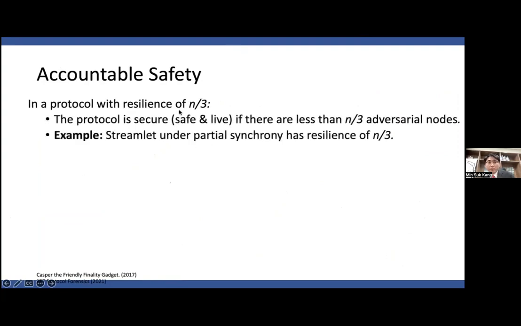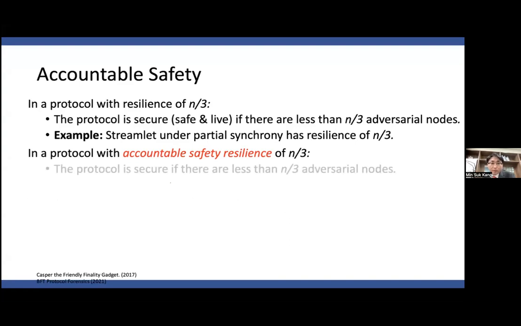So in the protocol with resilience of n over 3, typically in the system, for Bitcoin, you can actually think of it as a 51% from our own context. So we can say the protocol is secure, safe, and live if there are less than a certain number of adversary nodes, which is something we are aware of now. In the protocol with accountable safety resilience, like in this case, the protocol is secure if there is less than a certain number of adversarial nodes, which is the same as before.